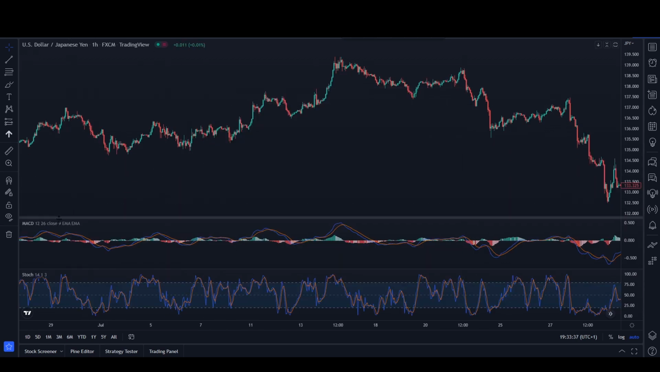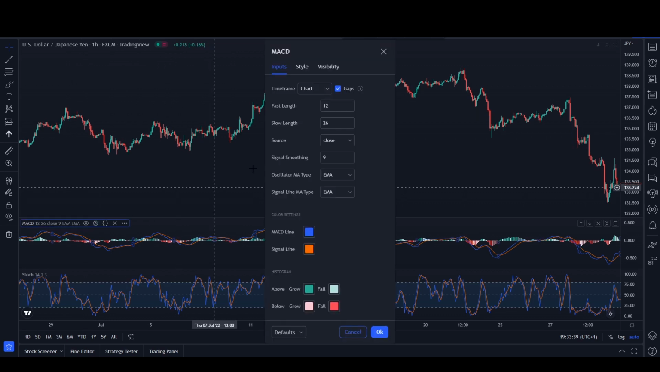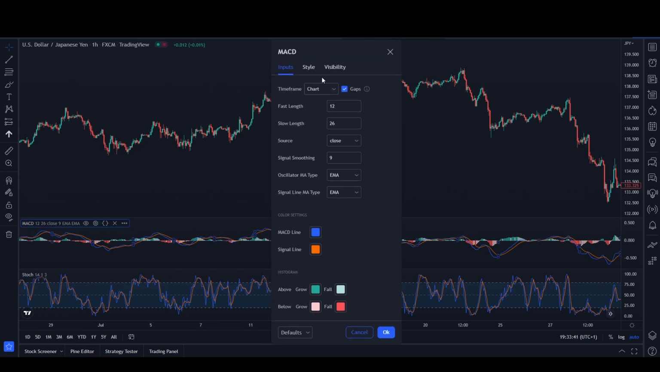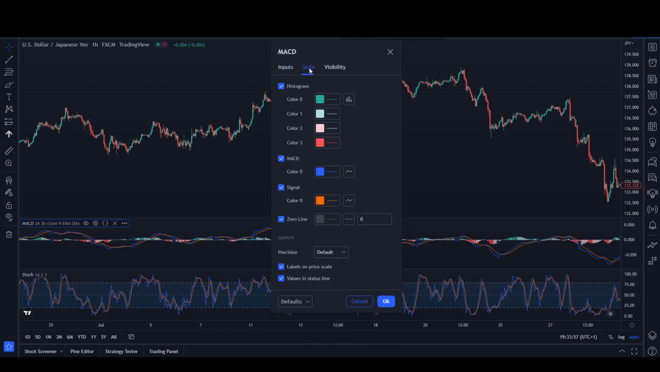So we'll go ahead and change the settings of the MACD. The MACD settings are slightly different. For the fast length, we're going to use 24, the slow length 26, and the signal smoothing we're going to keep at 9. The style, feel free to change the colors or anything, but what we are interested in is the MACD line. You can keep the signal line if you want, but for the sake of this backtest, we're going to remove the signal line.